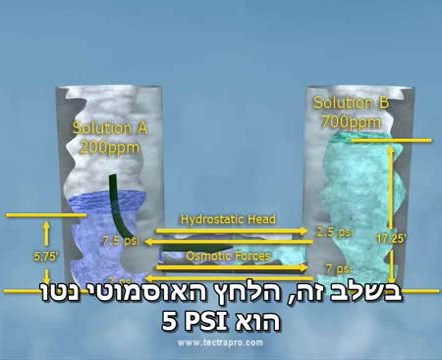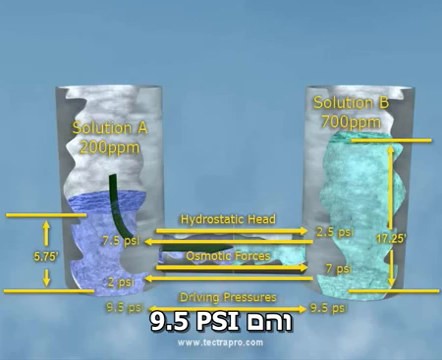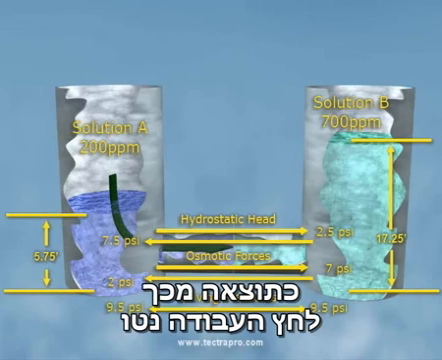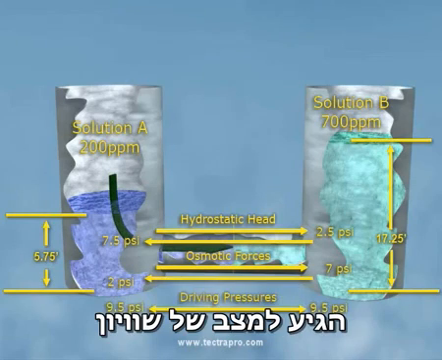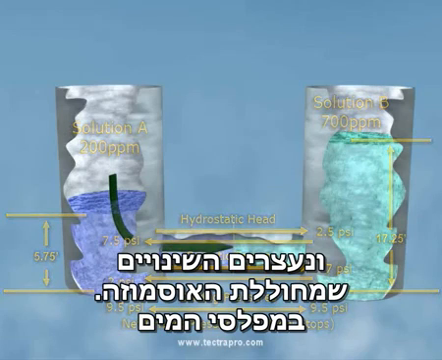At this point, the net osmotic pressure is 5 psi, but the total driving pressure on each side has evened out at 9.5 psi. As a result, the net driving pressure has reached a state of equilibrium, and water level changes due to osmosis stop.